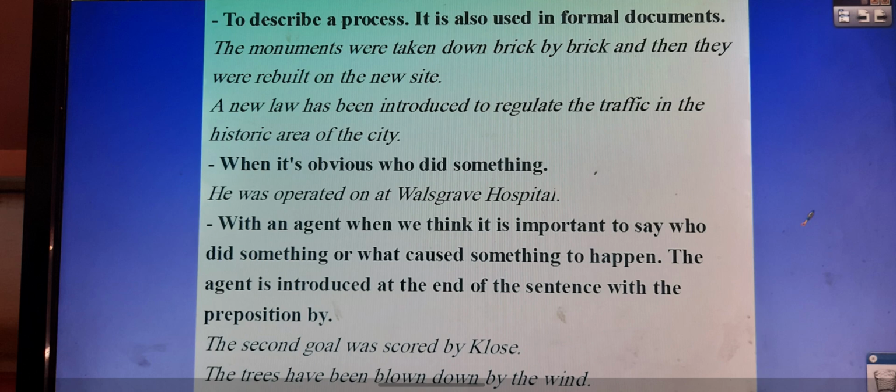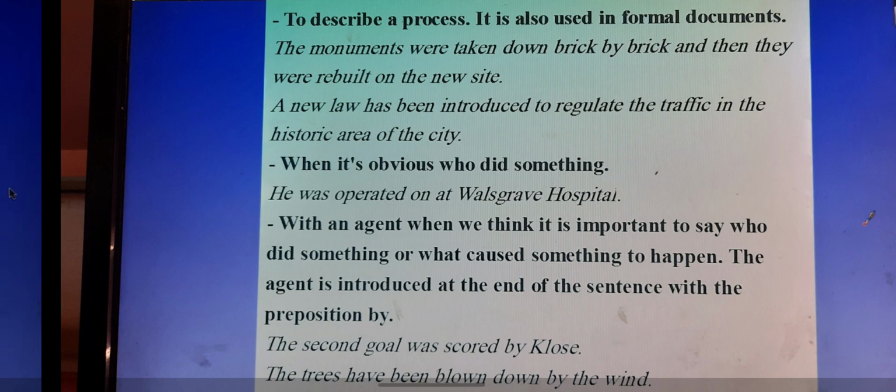With an agent, when we think it's important to say who did something or what caused something to happen, the agent is introduced at the end of the sentence with the preposition by. The second goal was scored by Messi. The trees have been blown down by the wind.